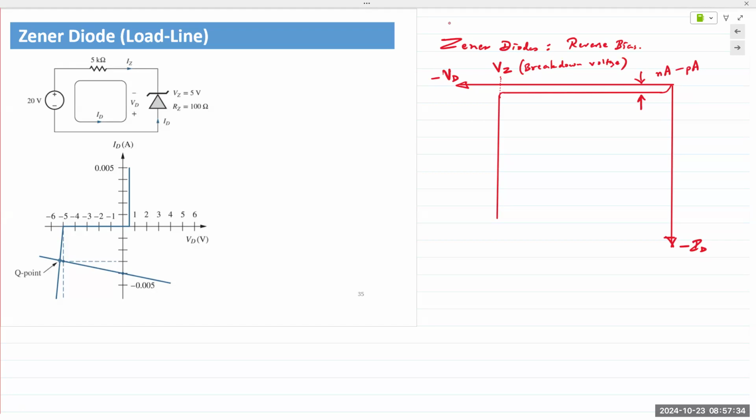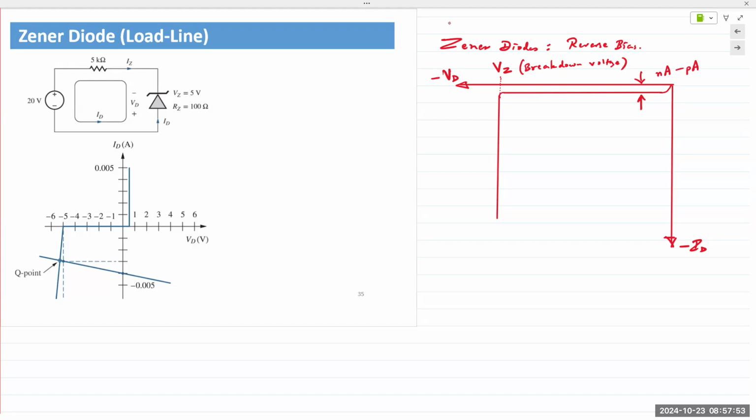Thank you. Yeah, minus VD. Voltage is always on the x-axis. Current is always on the y-axis. So VZ is where the diode breaks down. But the main point is that once it breaks down, it keeps the voltage at a near constant level.